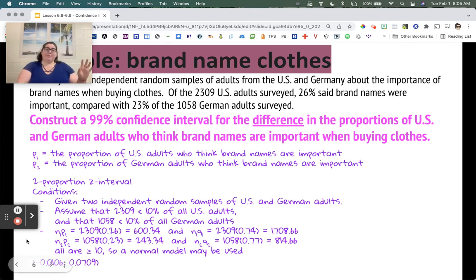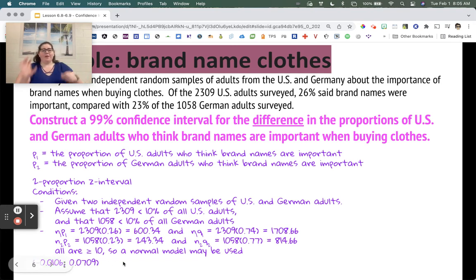German adults. If the entire interval were negative, that would mean our interval is telling us that probably, with 99% confidence, US adults are less likely than German adults because that's a negative value. If the entire interval were positive, that would tell me that US adults, with 99% confidence, are more likely to think brand names are important.